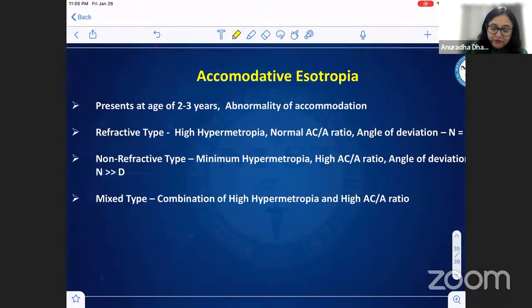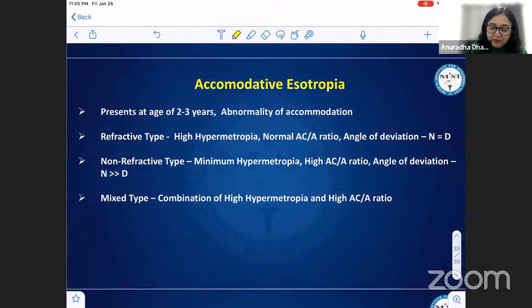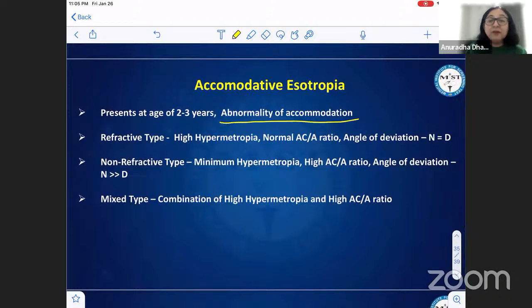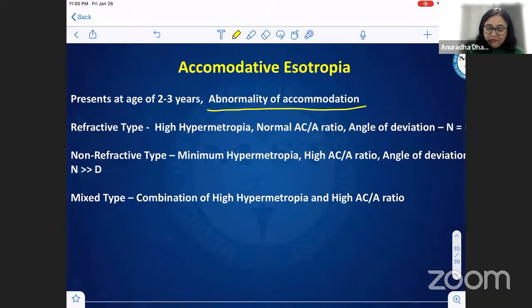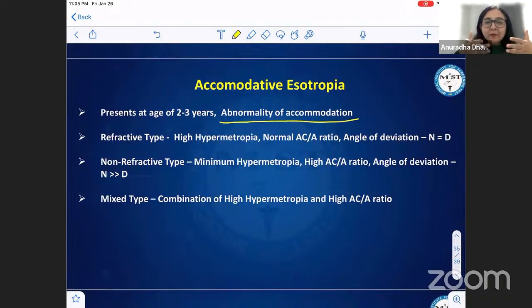Accommodative esotropia usually presents at the age of 2 to 3 years, and it is due to abnormality of accommodation. We know that whenever our eyes accommodate, when you want to look at an object which is near, there is also convergence. The eyes move inward. If there is abnormality of accommodation, with undue convergence in relation to accommodation, that can lead to esotropia, which is known as accommodative esotropia.